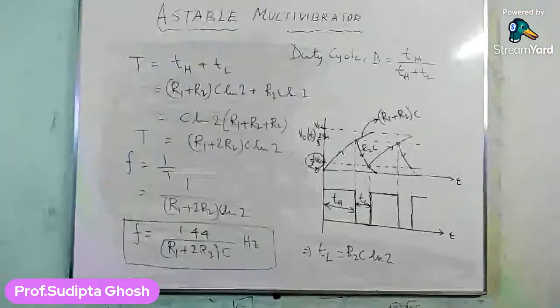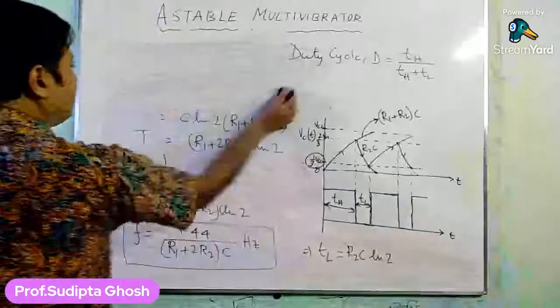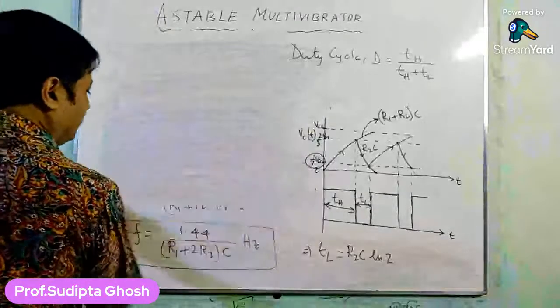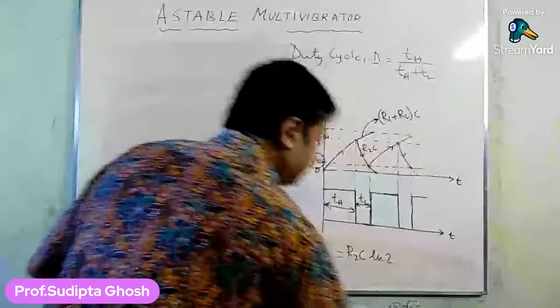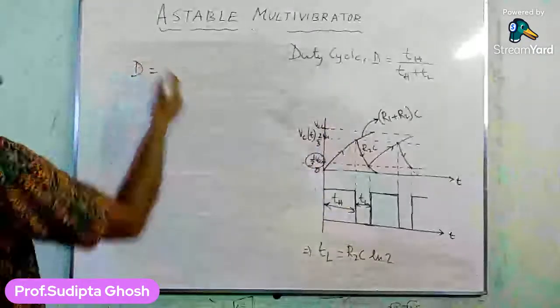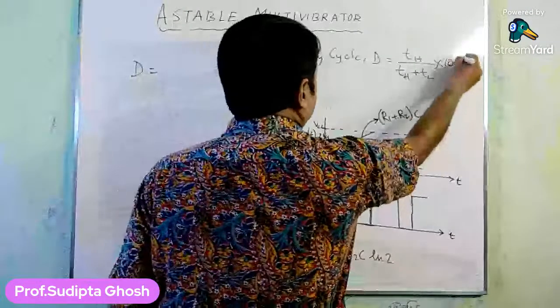If we put these values of TH and TL, the duty cycle will be, always remember, that duty cycle is also expressed in percentage.